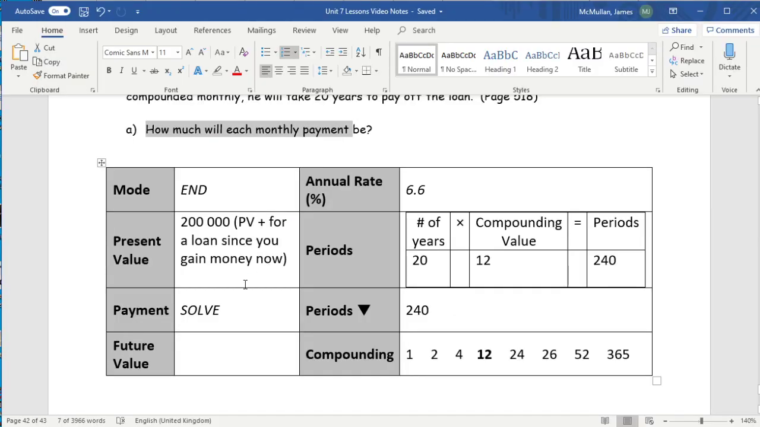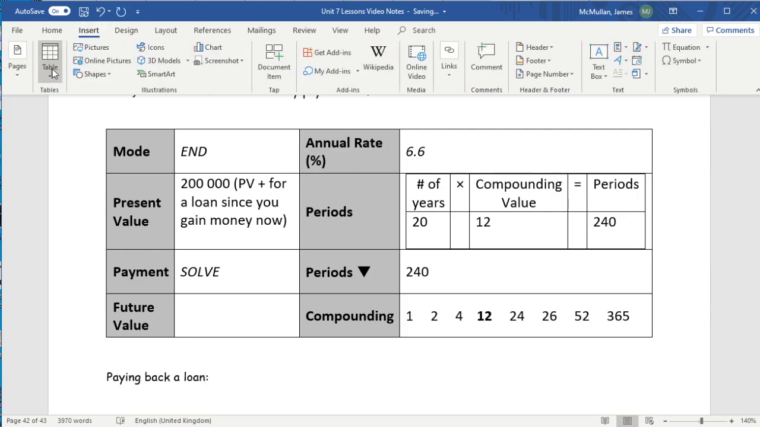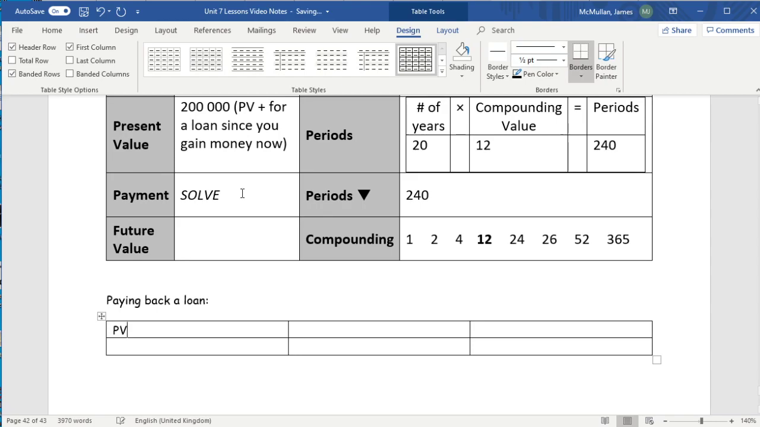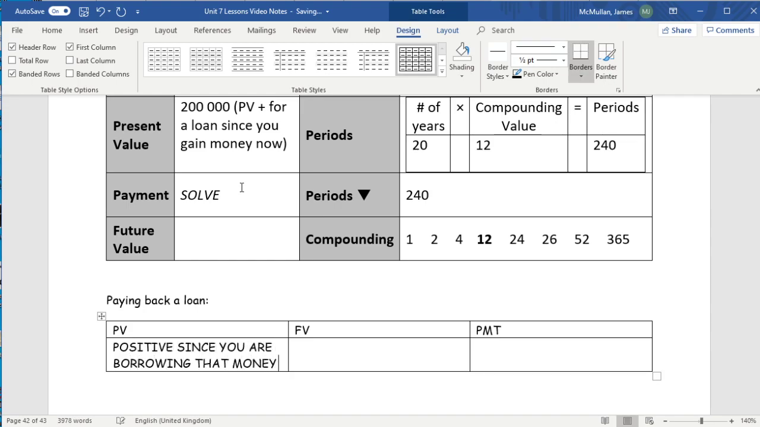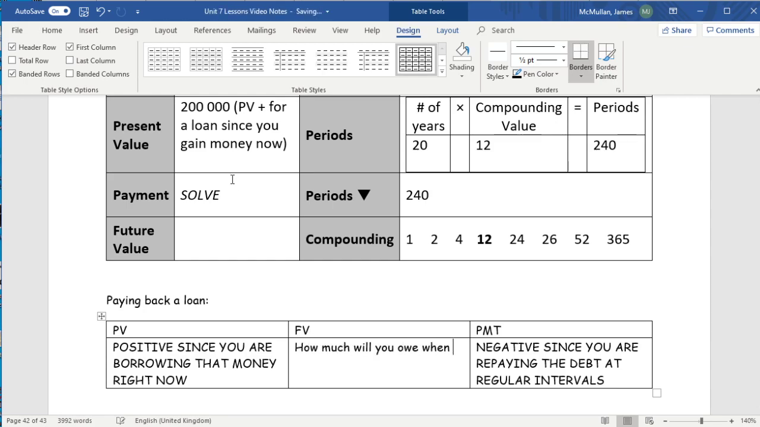I want you to understand something about paying back a loan. When you're paying back a loan, this is the scenario you will always see: present value, future value, payment. The present value is positive since you are borrowing that money right now. The payment is negative since you are repaying the debt at regular intervals. The future value: what is the future value of paying back a loan? The question is, how much will you owe when you're done paying? And the answer, of course, is 0.